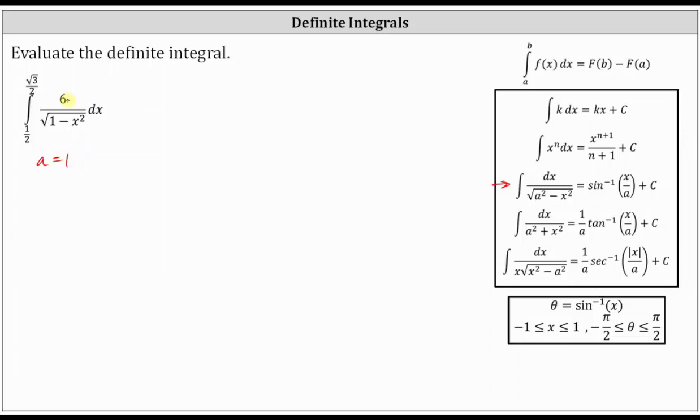Also notice how we have a numerator of 6, and therefore the antiderivative is going to be 6 times inverse sine or arcsine of x divided by a, where again a is equal to 1, giving us 6 inverse sine of x. And the limits of integration are from 1/2 to square root 3 divided by 2. Let's go ahead and factor out the 6.